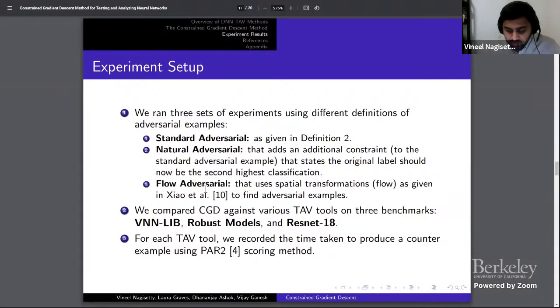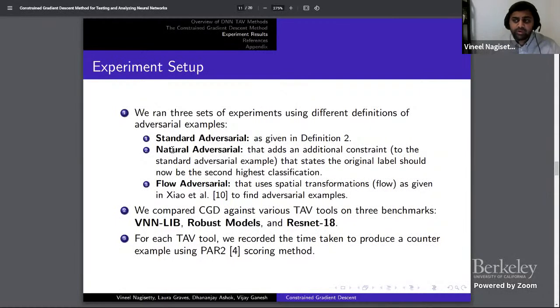So in order to test the efficacy of this method, we ran some experiments. We ran 3 sets of experiments, each using different constraints. All these constraints were using adversarial examples, but you can imagine that you can test other types of properties as well. So the first adversarial example that we're looking at is the standard one, as given in the definition above.